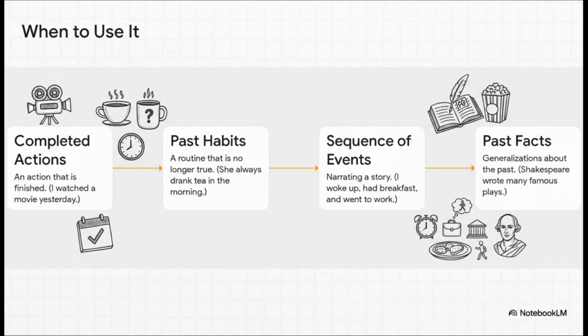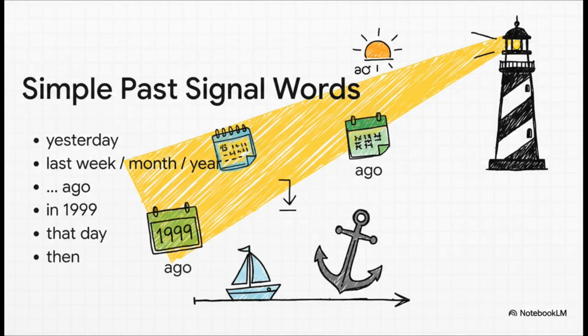And finally, you use it for things that are just past facts. Shakespeare wrote many famous plays. That's a historical fact. And hey, here's a pro tip. Look for these signal words. Think of them as giant flashing signs that say, use simple past here.